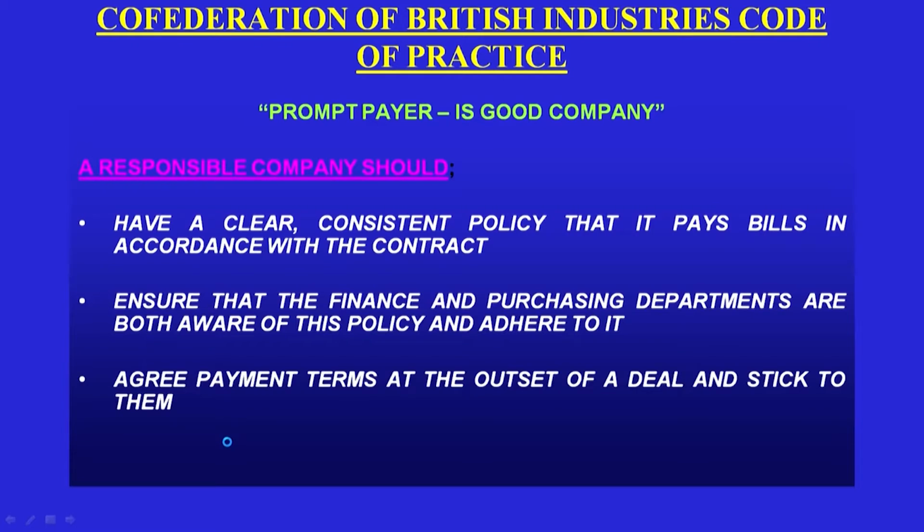So, what were the important points? The main issue was that a responsible bigger company, who is buying different inputs from different small suppliers, should, number 1, have a clear consistent policy that it pays bills in accordance with the contract.